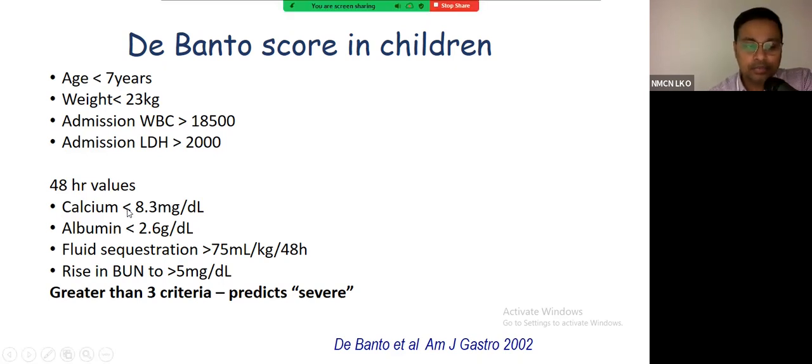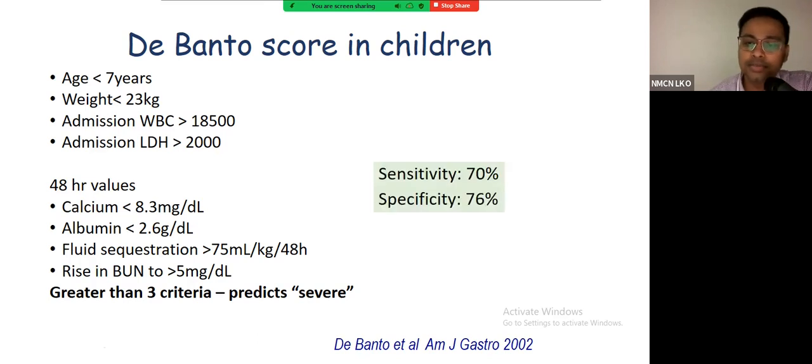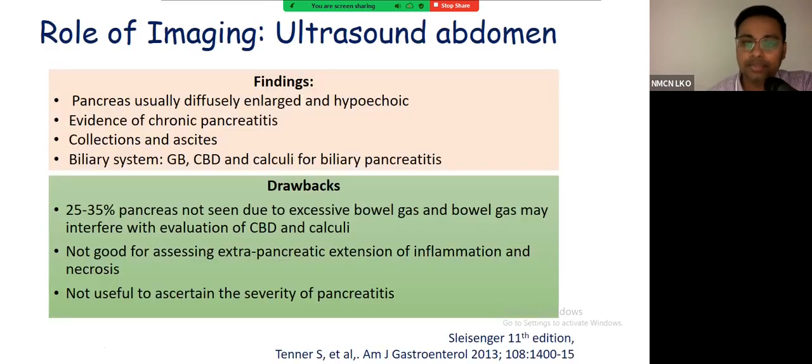At 48 hours, we assess the serum calcium level, albumin level, fluid sequestration, and rise in blood urea nitrogen. If more than 3 criteria are fulfilled, then it predicts a severe course of pancreatitis, with a sensitivity of 70% and specificity of 76%.